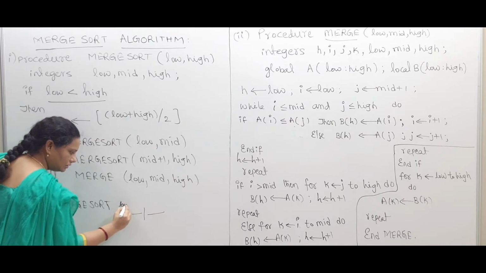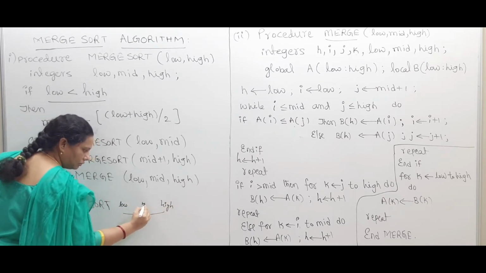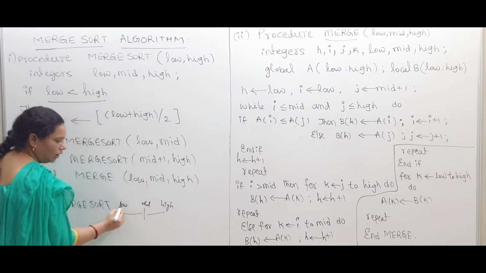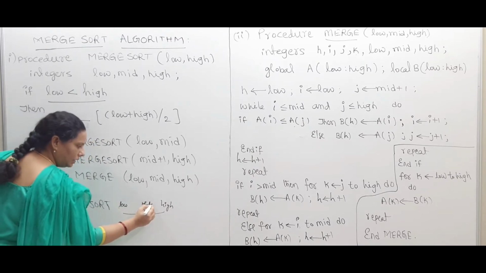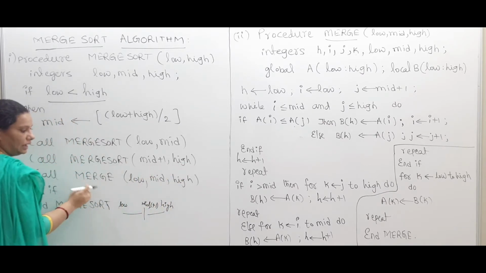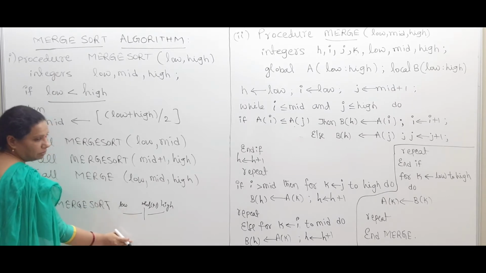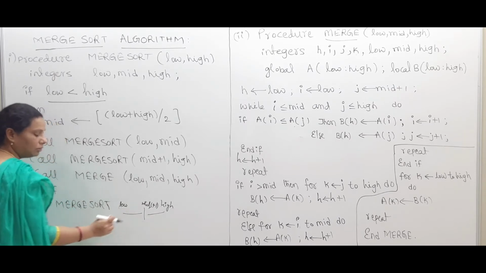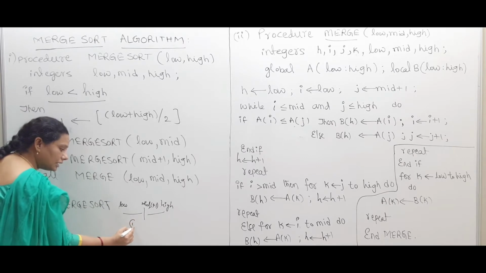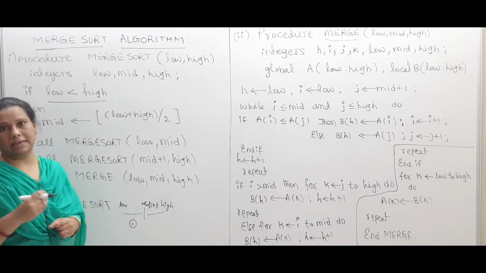If this is your low, this is your high and this is your mid, what will be the subdivisions here? Low to mid is one subdivision, mid plus 1 to high is another subdivision. Again this is going to be divided, again this is going to be divided, again this is going to be divided, till you reach a single element.